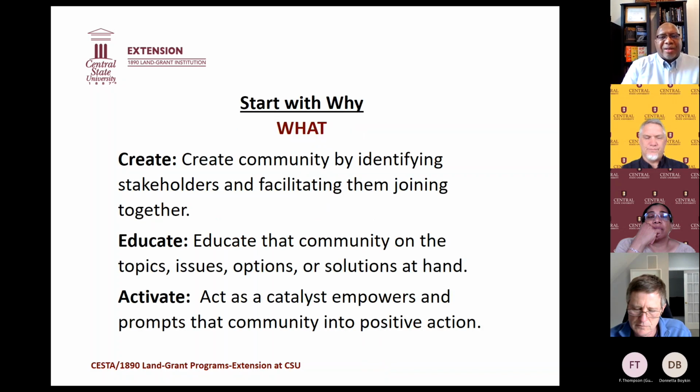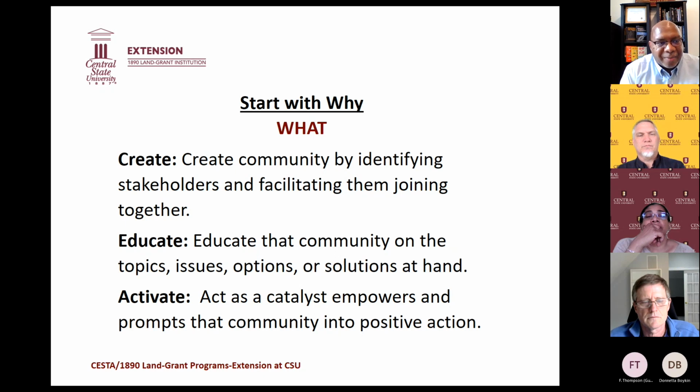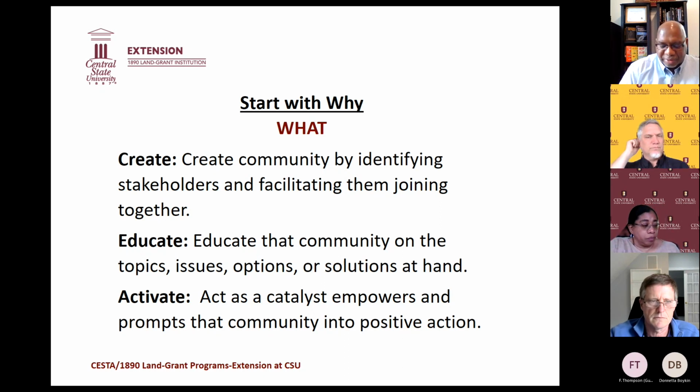And the way that breaks down, when we talk about create, educate, and activate, we create, and I look to create community by identifying stakeholders and facilitating them joining together. One way of doing that is putting on programs such as this, where we send out emails, make calls, and talk with individuals, and create this community that we're looking to pull together. There may be different communities, there are communities that exist, but what we're trying to do is to pull some together for some particular purposes.